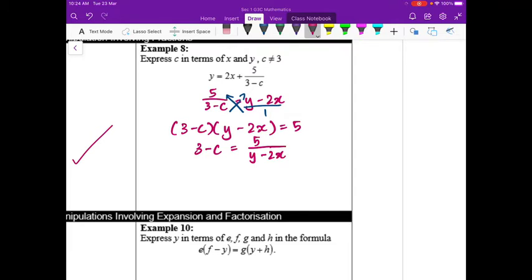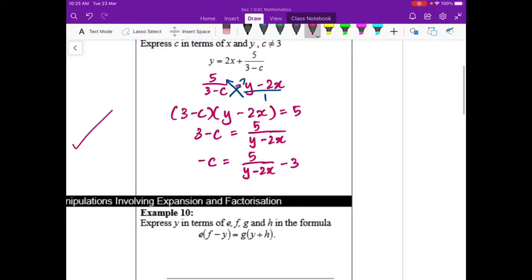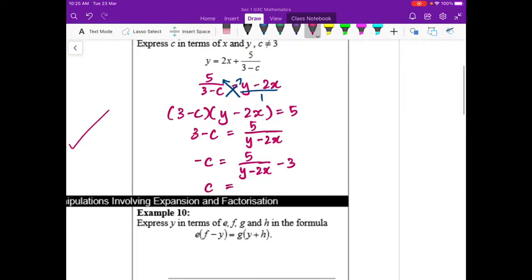And now you see that my c is slowly becoming more and more lonely. That's what I want. I want to get rid of the 3 over there. I'm going to subtract 3 on both sides. So negative c equals to 5 over y minus 2x minus 3. And since I only want positive c, I'm going to multiply by negative 1 throughout, leaving me with 3 minus 5 over y minus 2x. Okay, and this is the answer.